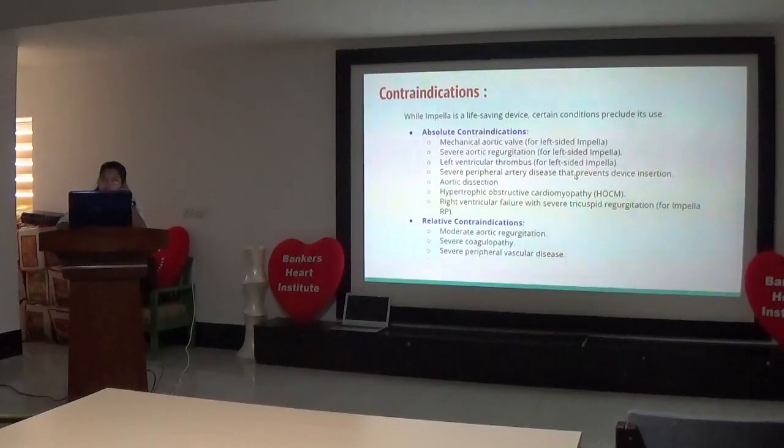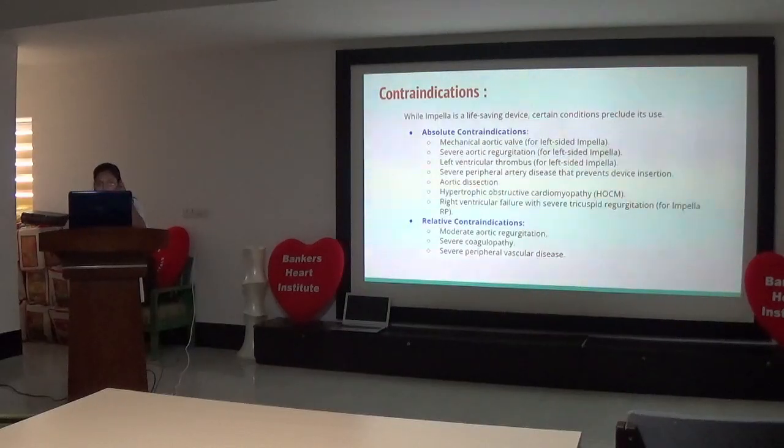Contraindications of Impella. The absolute ones include a mechanical prosthetic aortic valve, because the Impella cannot go through the prosthetic valve. Severe AR, because the blood that we are sending into the ascending aorta will be regurgitated back into the LV. If there is a left ventricular thrombus, because there are chances of suctioning of the thrombus. Severe peripheral artery disease, which does not allow enough caliber of the artery to send the catheter. Aortic dissection, HOCM, or right ventricular failure with severe tricuspid regurgitation. That is specific for Impella.